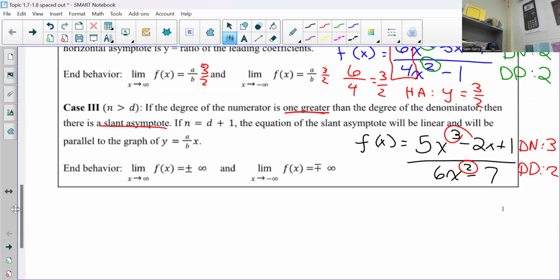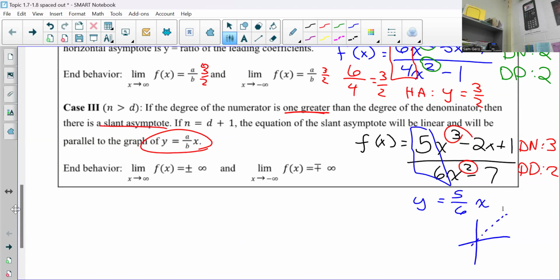What we're saying here is it's going to be parallel to the leading coefficient graph. So if you think about this one, I have the leading coefficients, right? So I can talk about y equals 5 over 6x. Those are my leading coefficients. But what I really want to talk about is this graph. Graphically, what does this look like? Graphically, it looks like a diagonal line that's going up. That's what I care about.